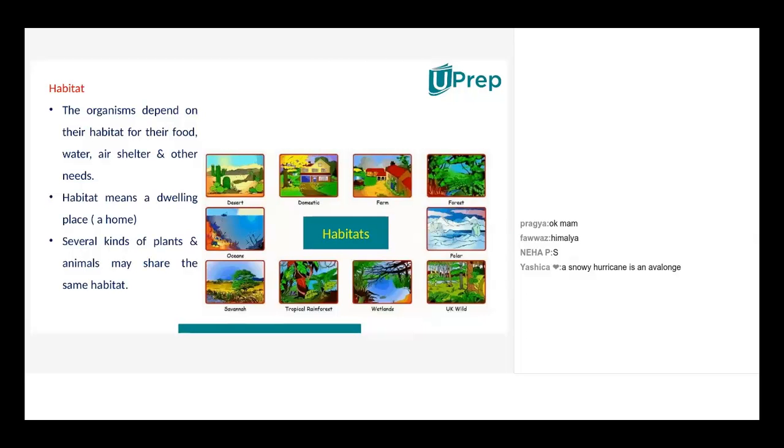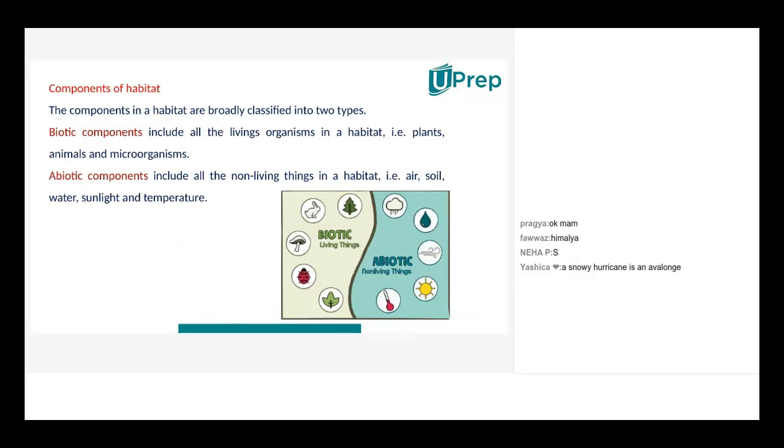Now, what are the different kinds of habitat is what we will be studying now, all one by one. But before that, every habitat will have two divisions. What are they? One is the biotic component and the other is the abiotic component. So these are the two parts of a habitat.